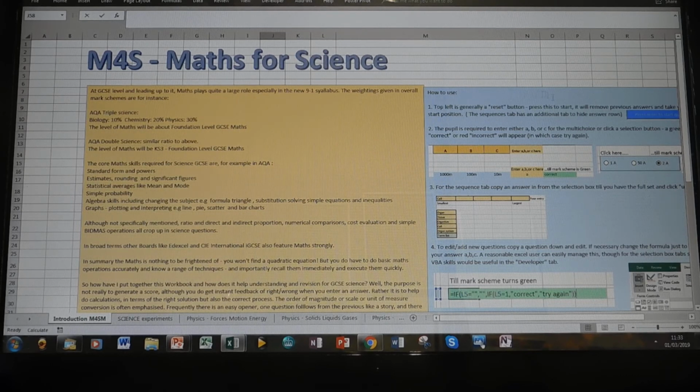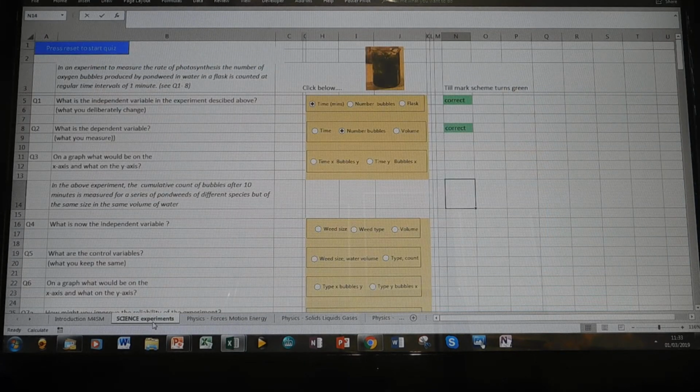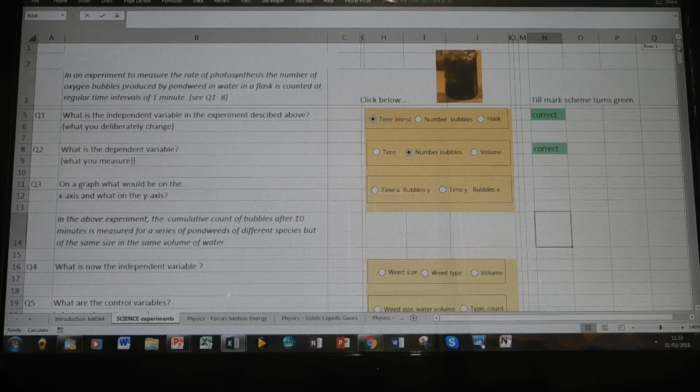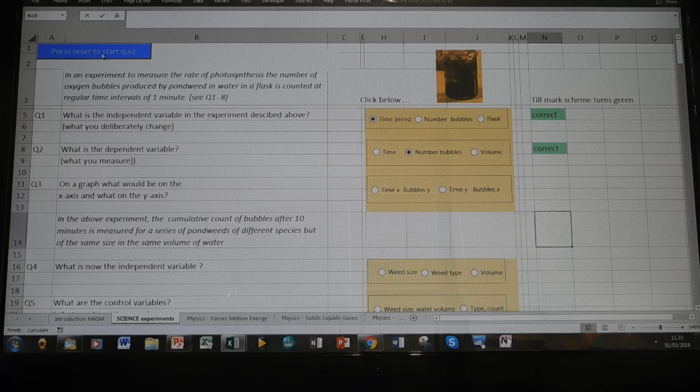Over here on the right, I show where you answer the questions: type in A, B, C, click, or enter a piece of data, and get immediate feedback as to whether you're right or wrong. And down here is just how to edit. If we look at one or two of the tabs, and I want to start the quiz off again, I just press reset.